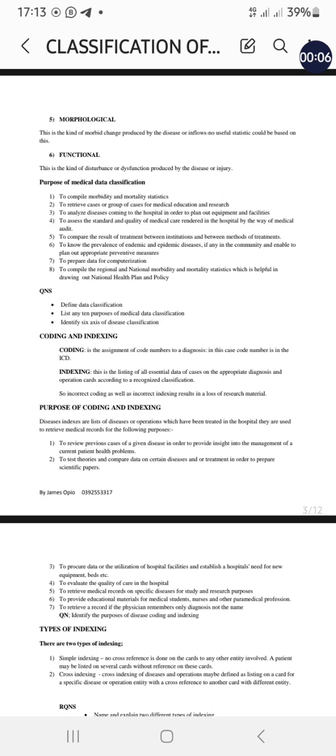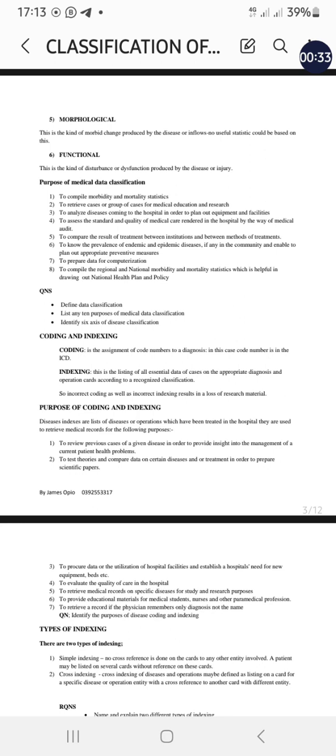So let's continue with our disease classification lectures. It was actually cut short by network. So we last looked at the axis of the classifications, and we concluded with the functional axis.